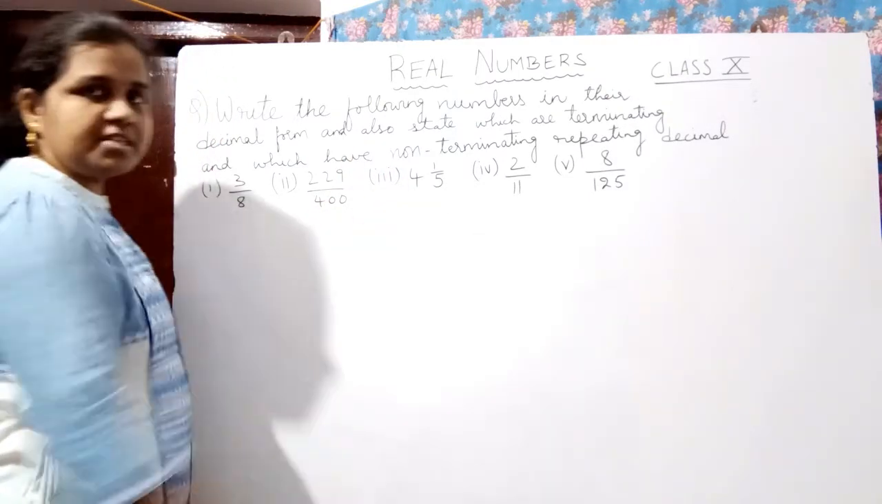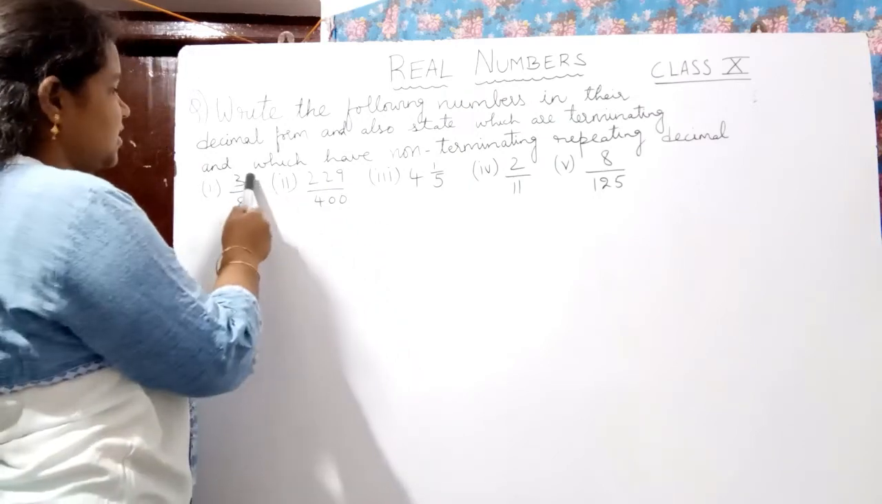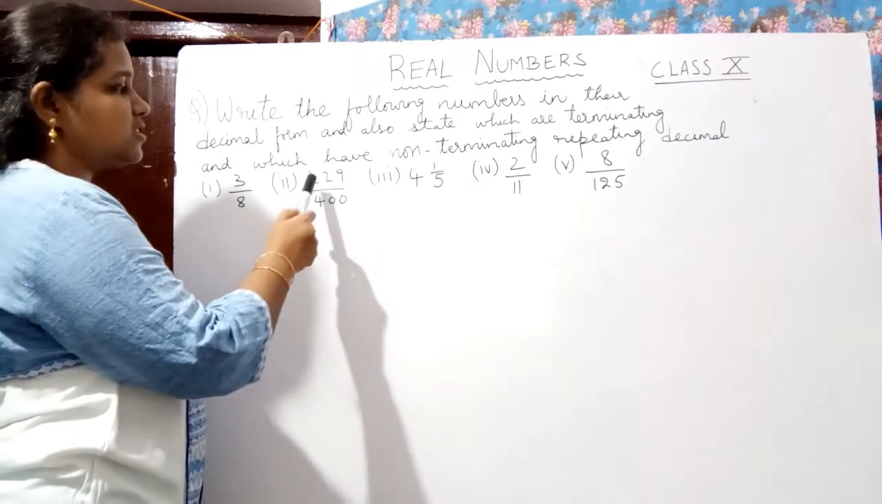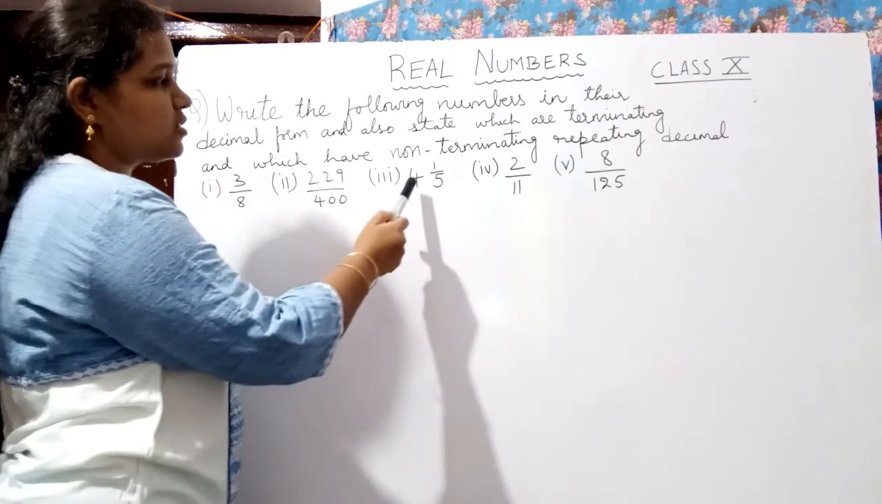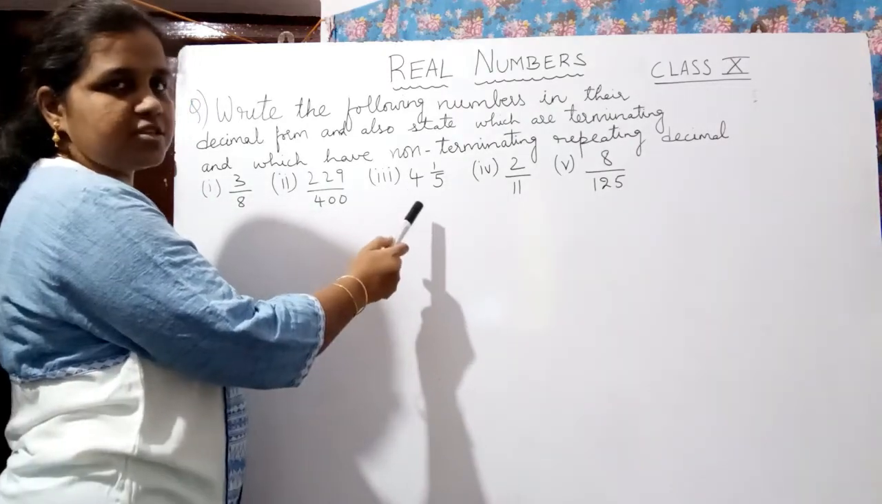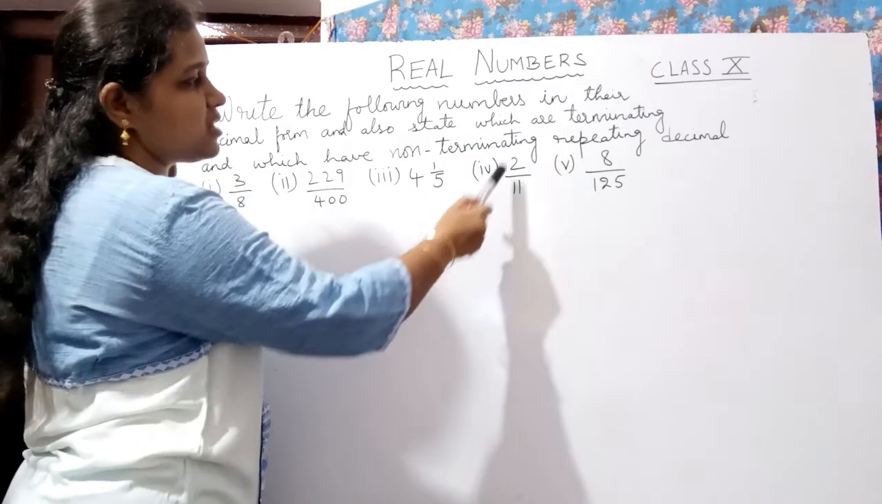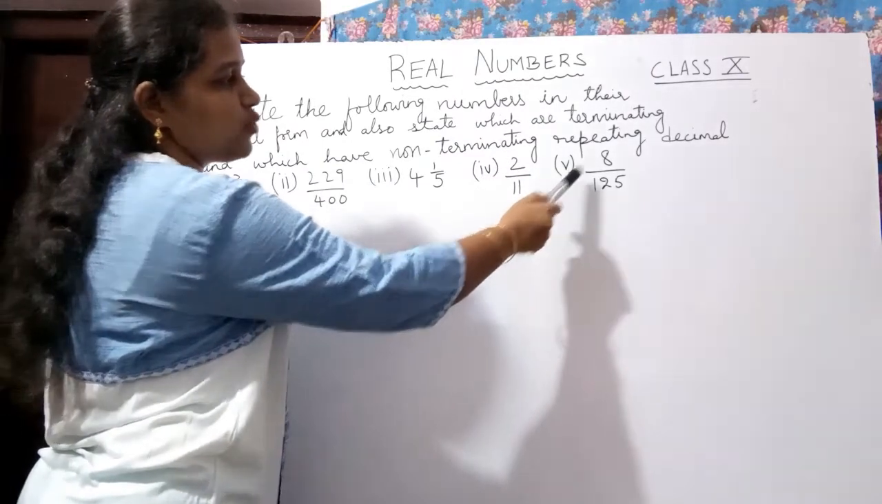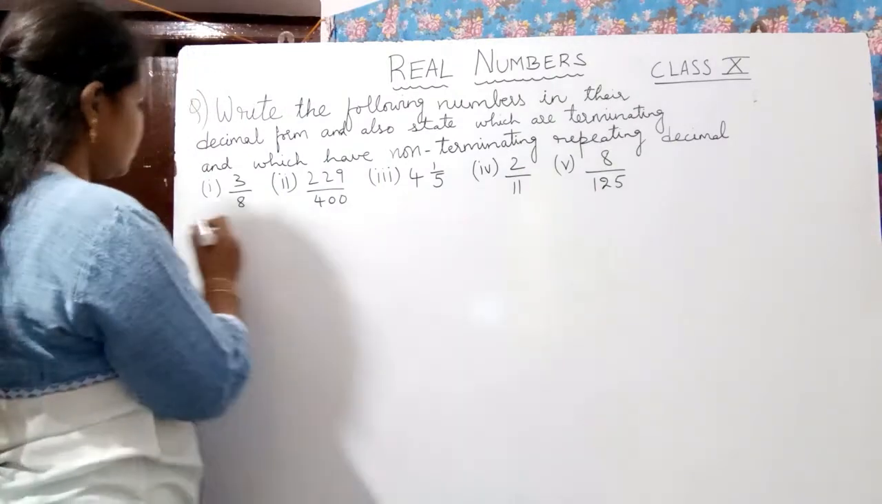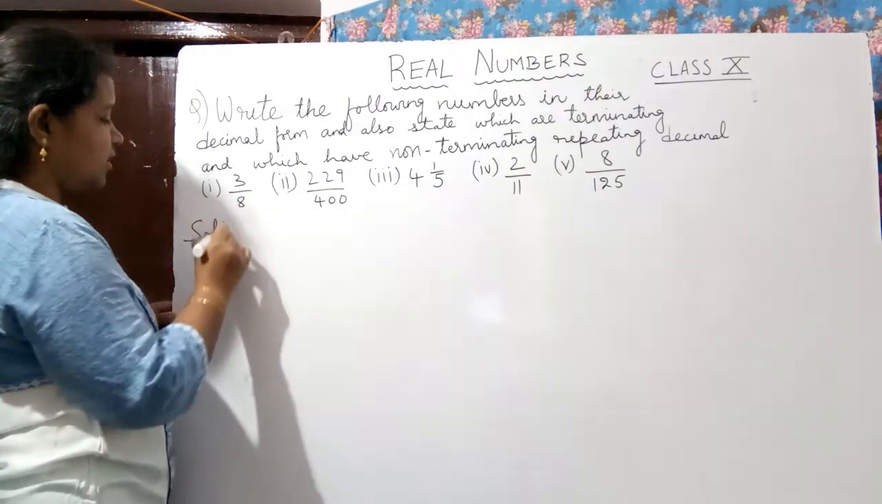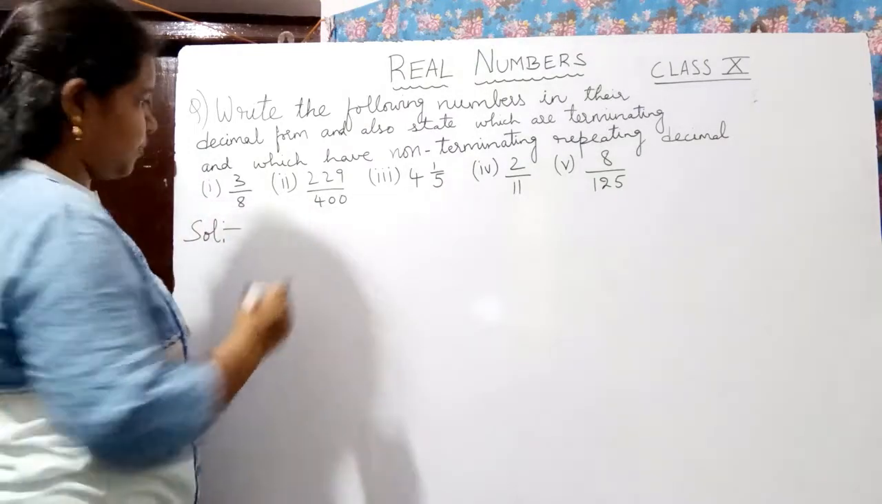So there are 5 bits given under this. The first one is 3 by 8. Second one is 229 by 400. Third bit is 4 1 by 5. This is a mixed fraction. Fourth bit is 2 by 11. Fifth one is 8 by 125. Okay, so let us convert them into decimal form.